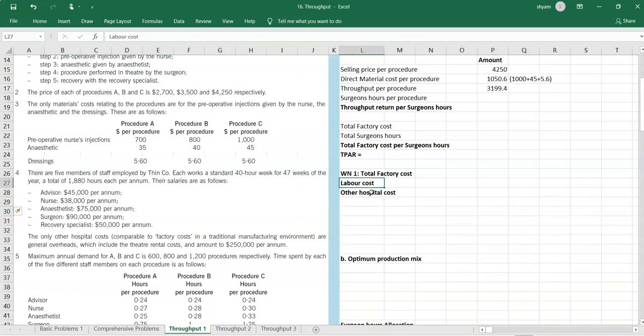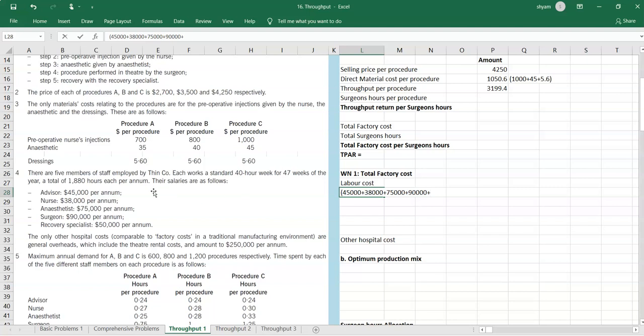If you see, the labor cost itself has a huge list. So we have the advisor, and we have to take that number. The per annum salary of the advisor is 45,000. Then we have to add 38,000, then add 75,000. Then the surgeon cost is 90,000.